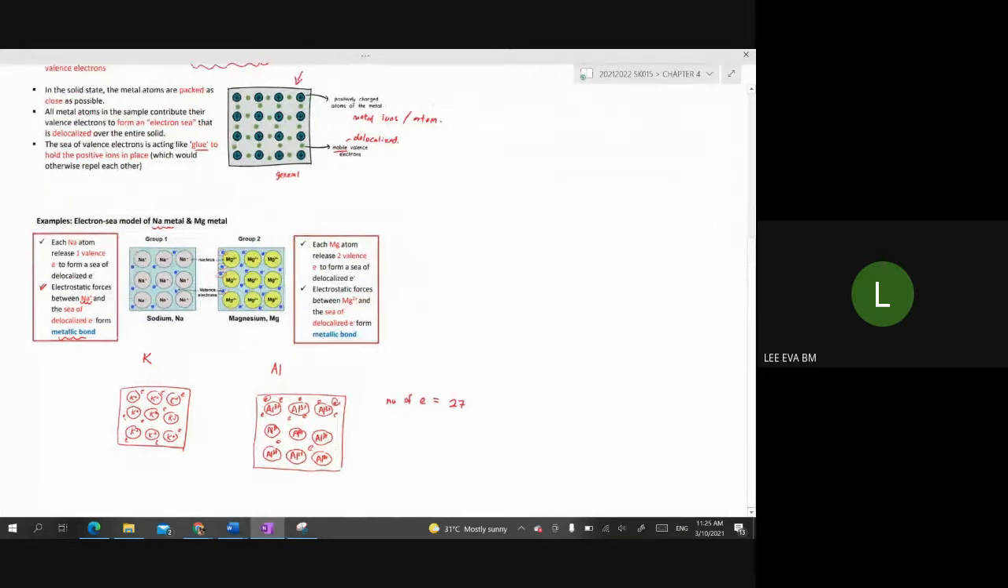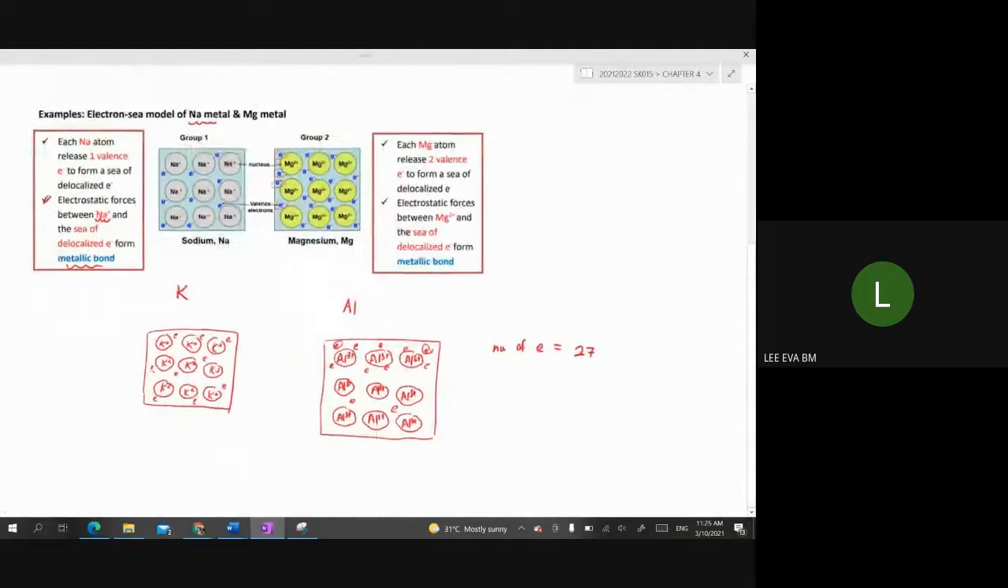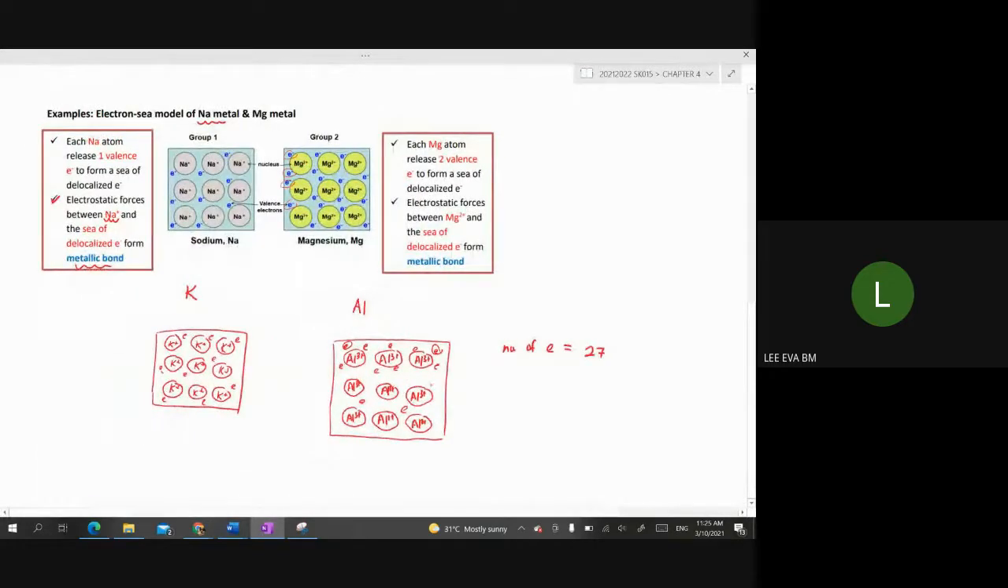So until this part, can you follow? You can draw it, draw together. Fill in your electrons. Make sure it is 27. Okay. Can follow, madam.